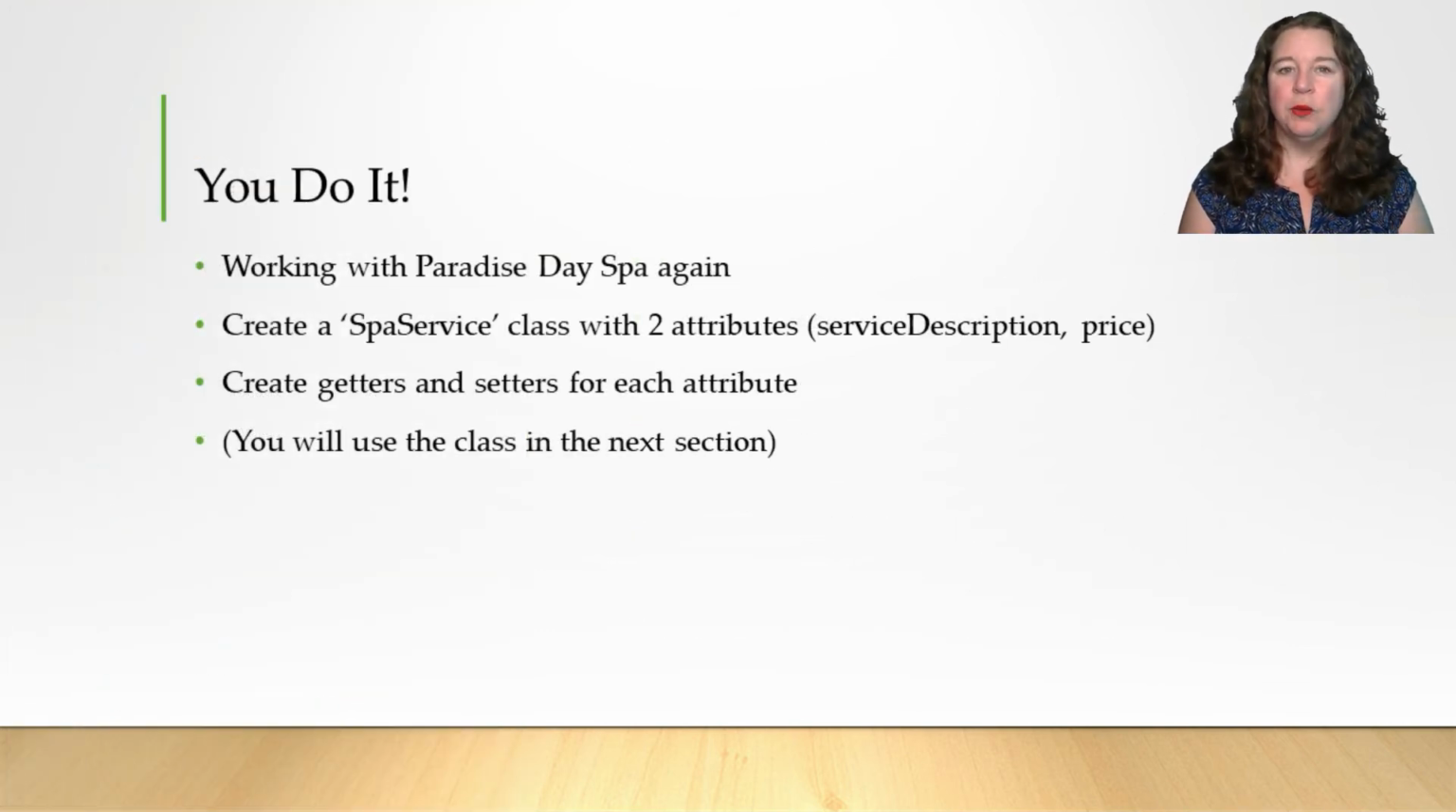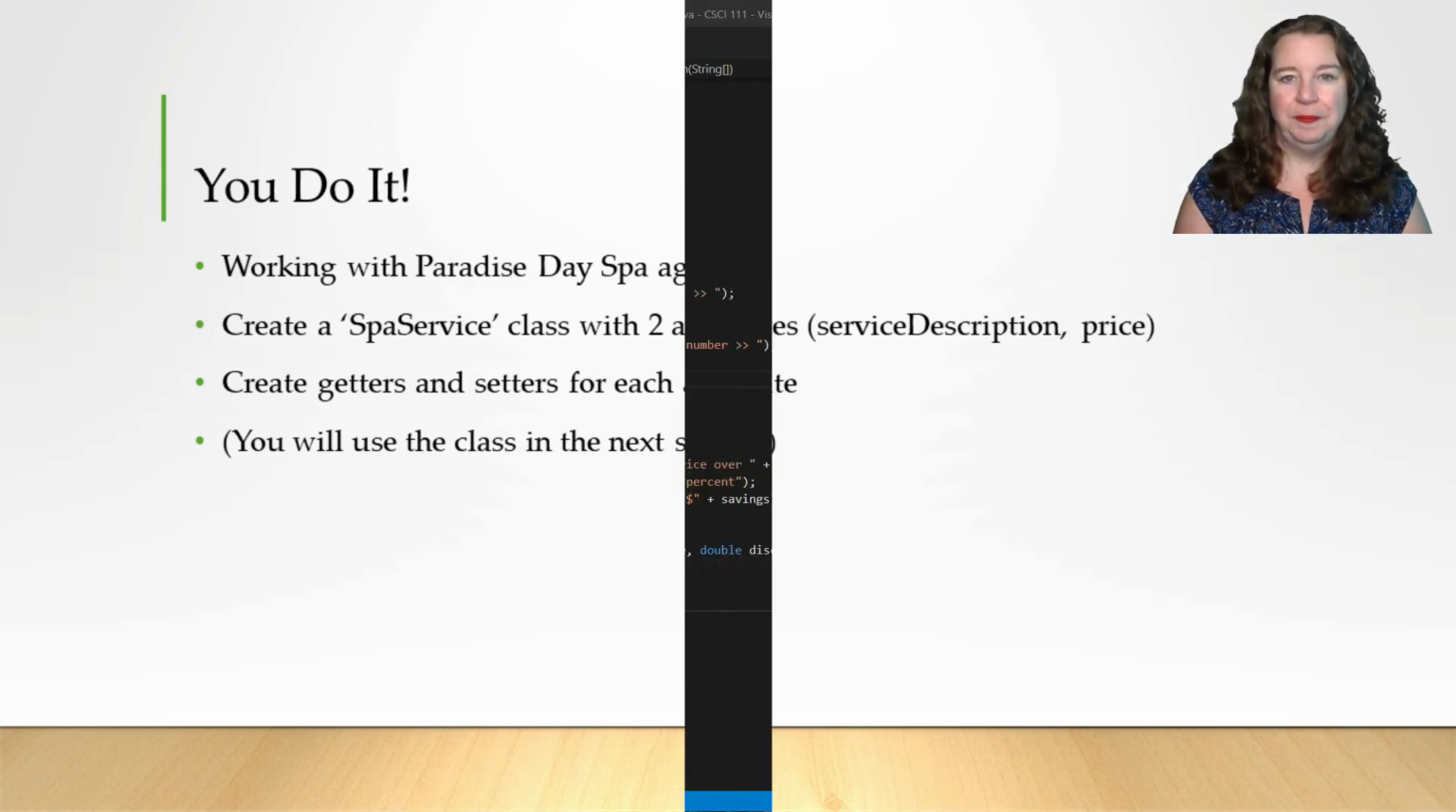You're going to go ahead and start writing some more code with your Paradise Day Spa. You're going to create a spa service class. It's going to have two attributes, the description and the price, and you're going to build getters and setters for each. You're not going to do anything with it right now, but you're going to use it in the next You Do It. So let's go see what that code would look like.